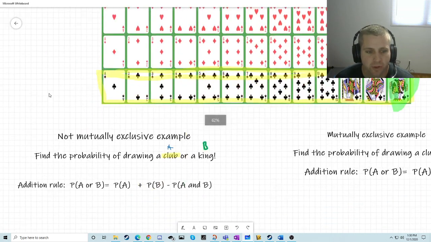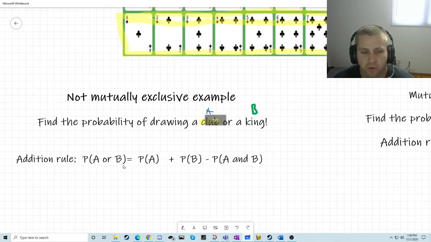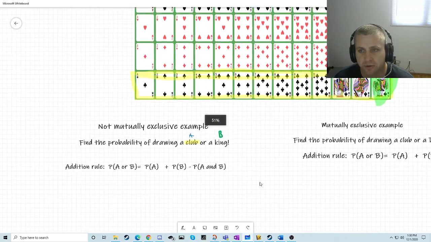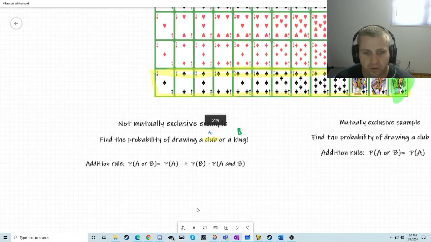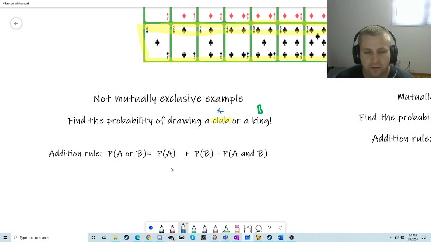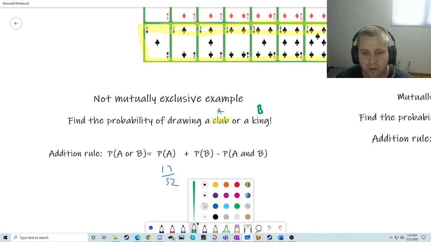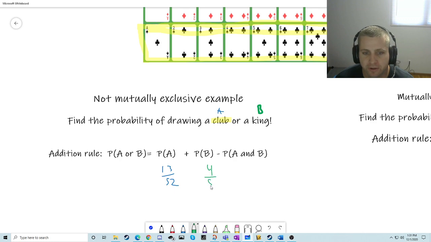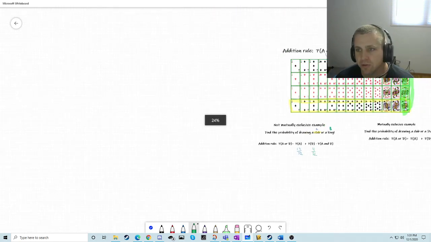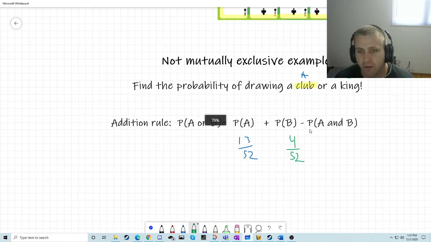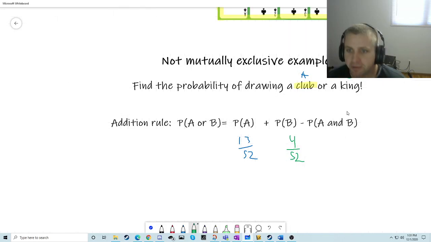Cool. So, the probability of a club or a king is the probability of a club, which is 13 out of 52, plus the probability of a king, which is 4 out of 52. Again, you can look, you see 1, 2, 3, 4. Minus the probability of the overlap, the both.